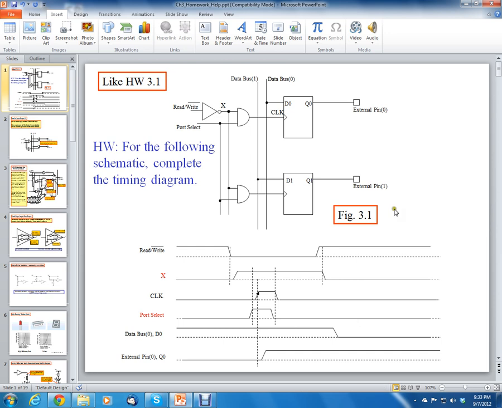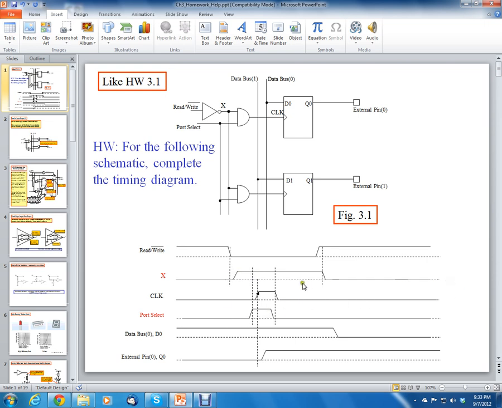Now you can probably have a better chance of doing the homework problem. Now if you had another clock over here, say at this point, that went from low to high, then it would clock in this 0, and so this would change to 0. But in this case, we only have one clock, so that's not going to happen. And again, remember, the clock is made up of X and port select. So you have to make sure that you analyze X and port select in order to get your clock signal.